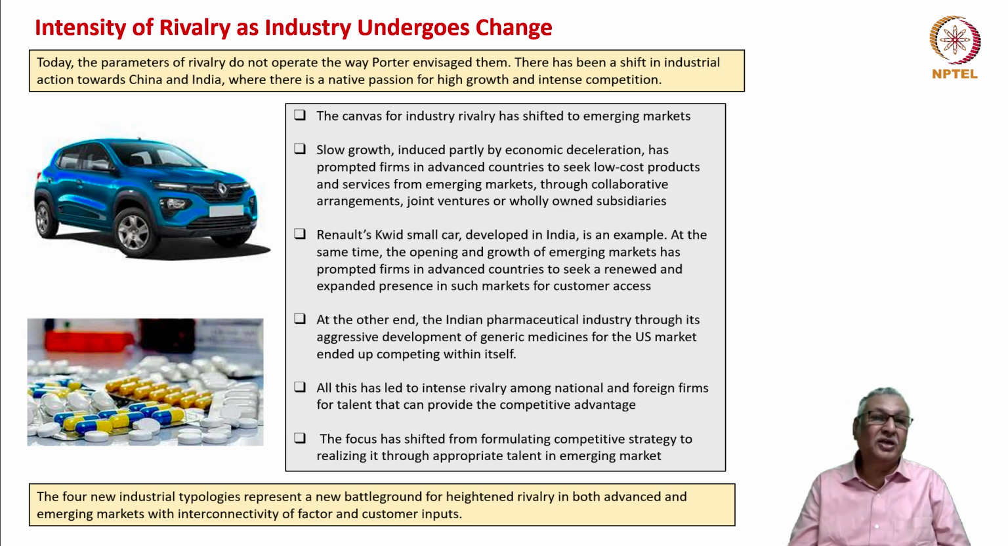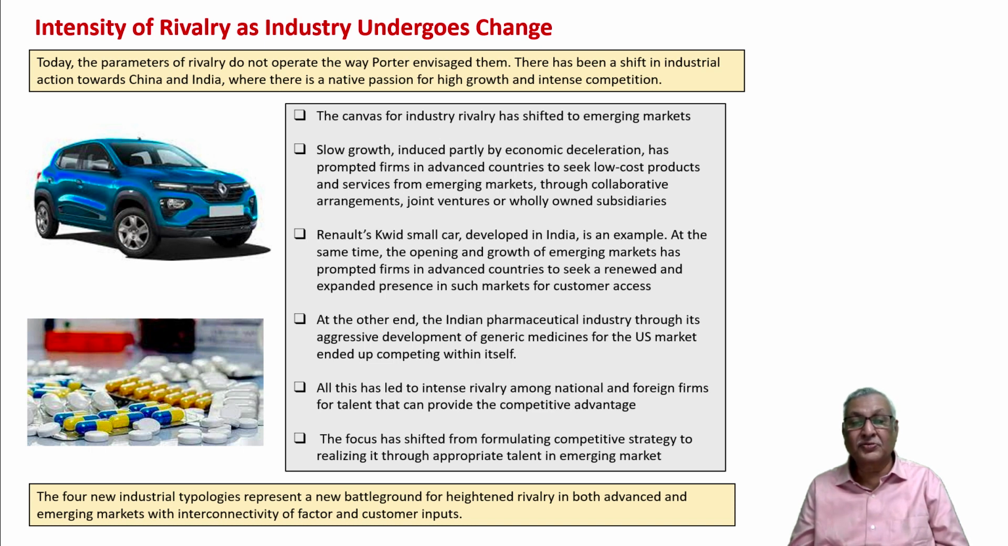A shift in industrial action towards China and India and a native passion for high growth and intense competition determine the industry rivalry. The canvas for industry rivalry has shifted to emerging markets. Slow growth in developed markets because of economic deceleration has prompted advanced countries to seek low-cost products and services from emerging markets. Generic pharmaceutical industry is a striking example of that. Several countries are mediated through multilateral agencies such as World Health Organization to receive products from technically capable emerging countries such as India and Russia, as well as China.